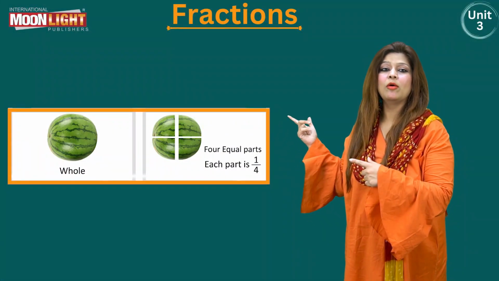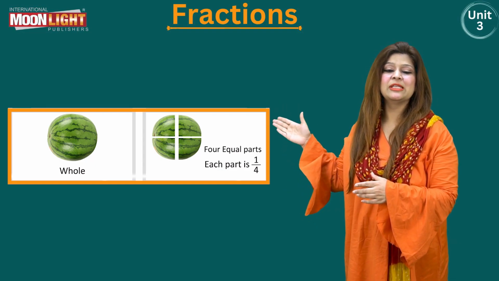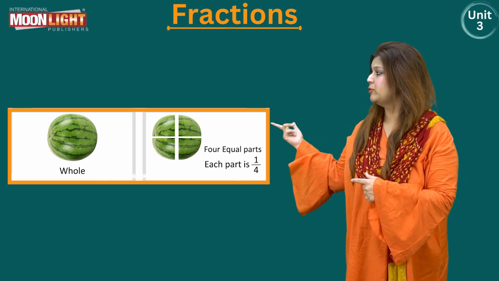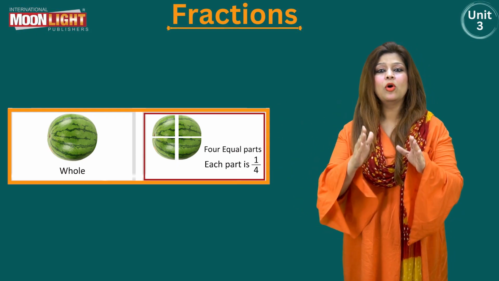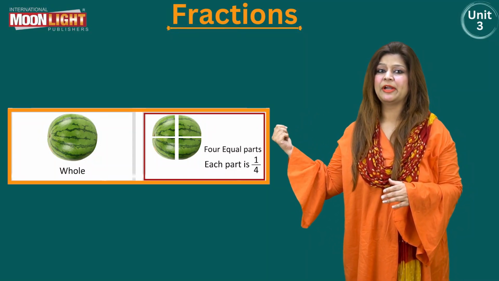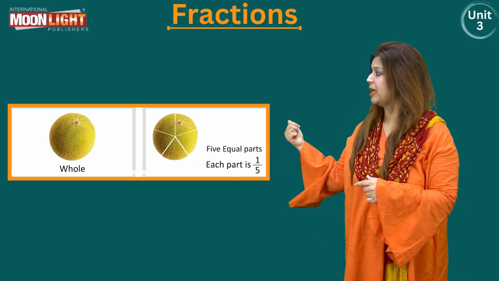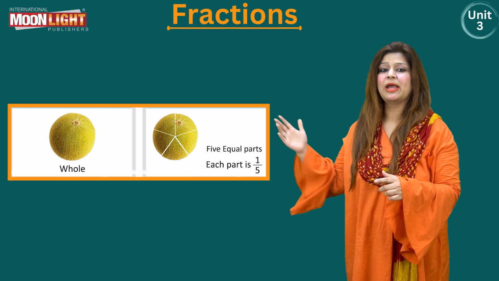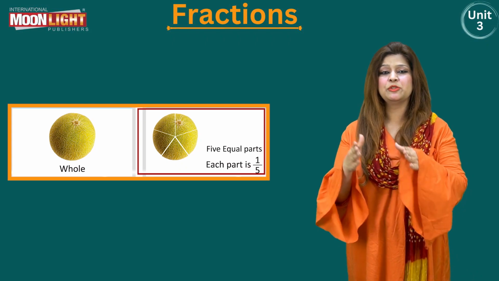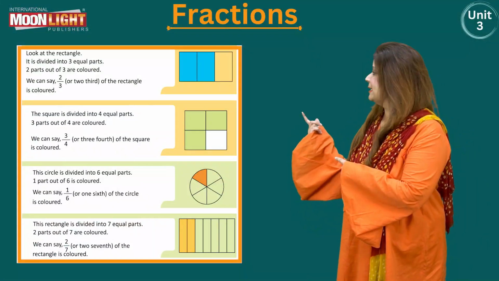Now here is an example. This is an example of a watermelon picture. The watermelon is a complete picture, means this is not divided into equal parts. So this means this is a whole. Now if I divide this picture into 4 equal parts, then I can say that each part is 1/4, in fraction form I can write it 1/4. Now my dear students, you can see the picture of an orange. If I divide this orange into 5 equal parts, then I can say that each part is 1/5 in fraction form.